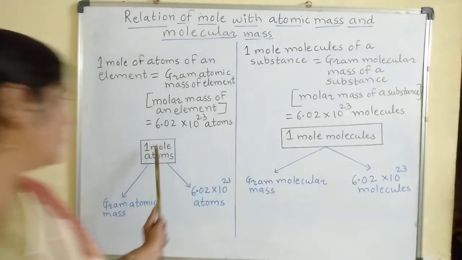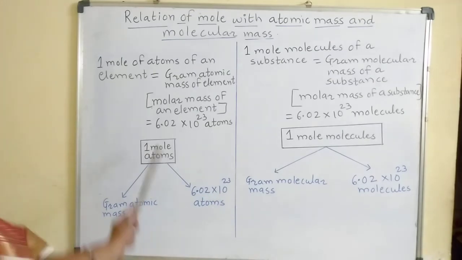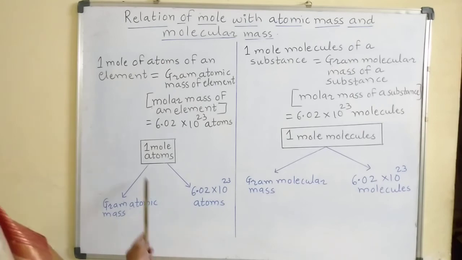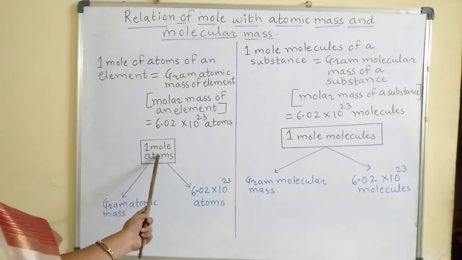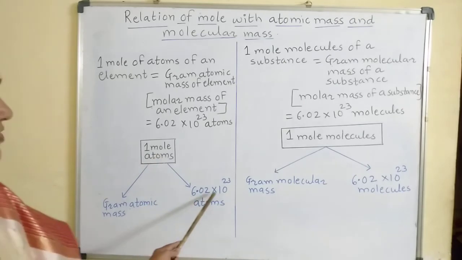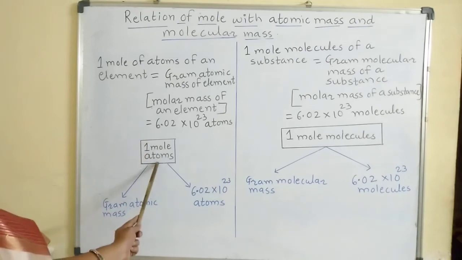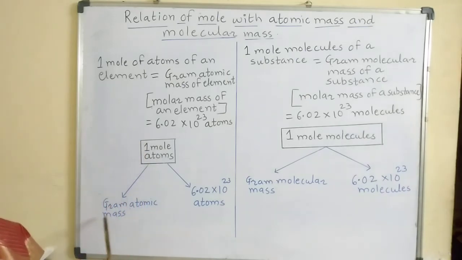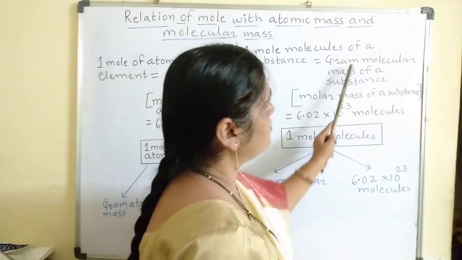So here 1 mole of atoms means 6.02 × 10^23 atoms, and 1 mole of atoms means the gram atomic mass of an element. If I consider the example of nitrogen, then 1 mole of atoms of nitrogen is equal to 6.02 × 10^23 atoms of nitrogen, and it is the gram atomic mass of nitrogen, that is 14 gram.